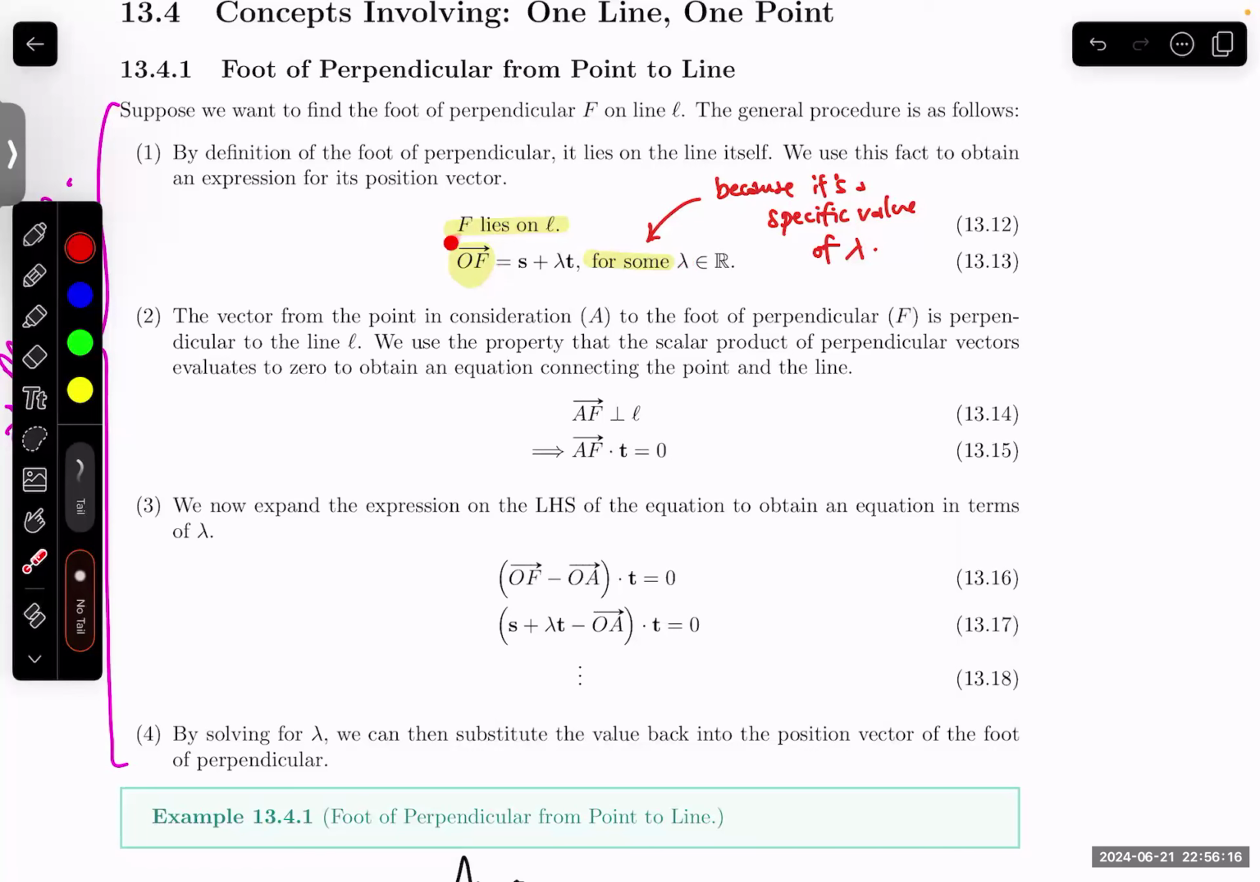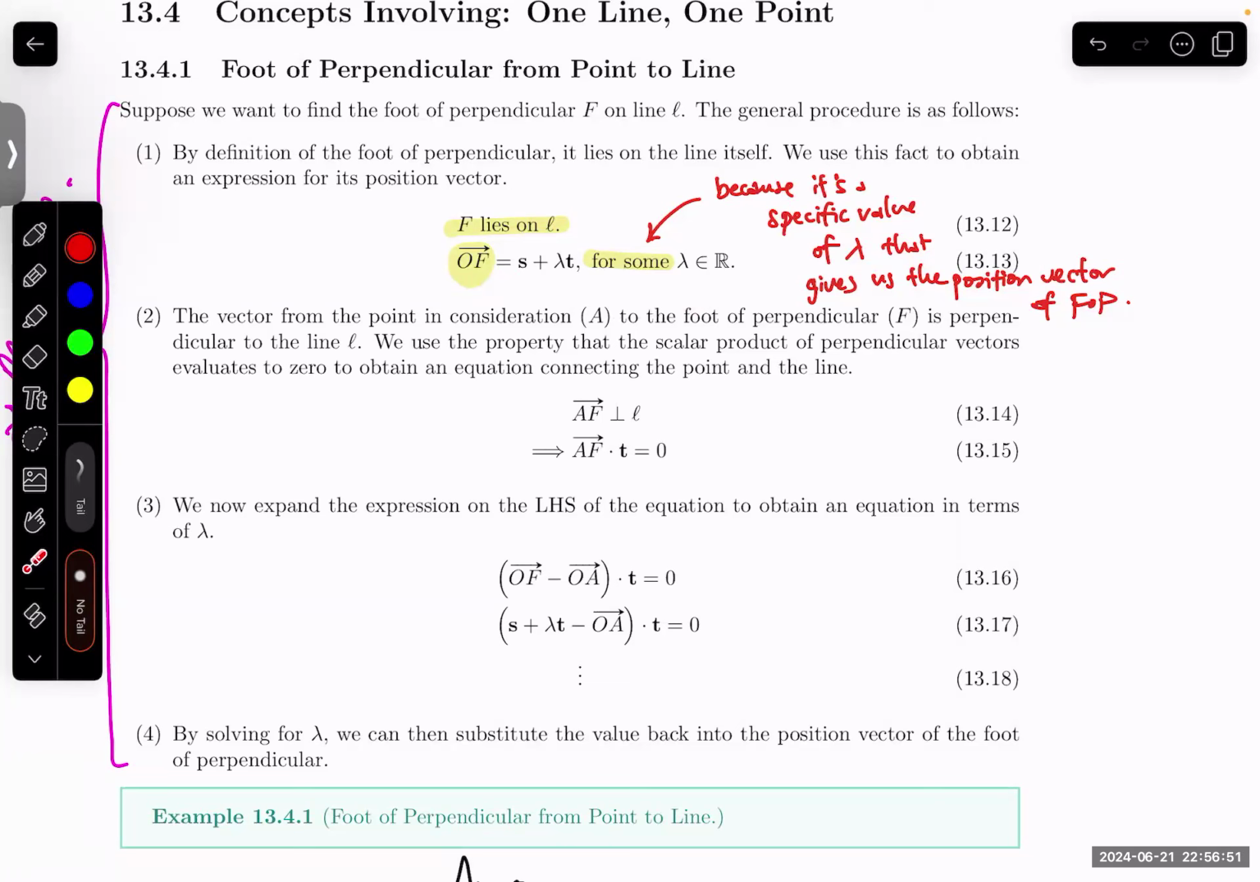That gives us the position vector of this point. Okay, so because it's a specific value of lambda, that gives us the position vector of the foot of perpendicular. Okay, so this is how you get started. You need to say that the foot of perpendicular is on the line, and then that implies that we can just write down this equation. Okay, that's the first thing.